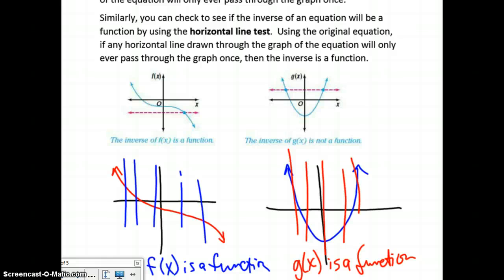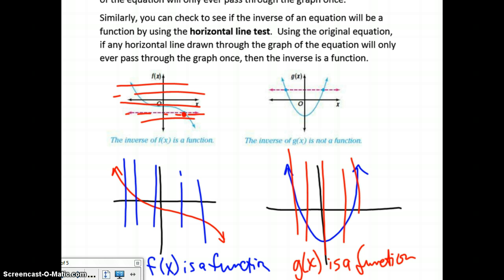So again, still using that original function, we have f of x, and we have one horizontal line drawn, and you can see that it only crosses in one place. And we can draw as many as we want. It will still only ever cross in one spot. So we know that f of x is a function by the vertical line test, and its inverse will also be a function because it passes the horizontal line test.